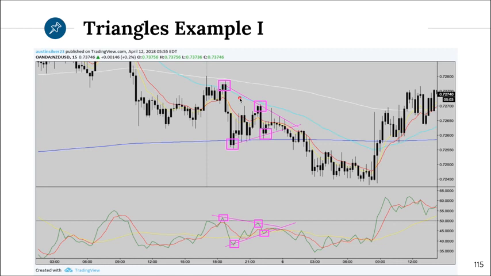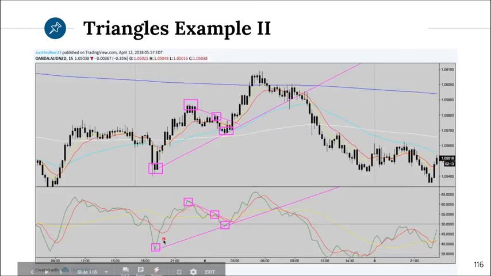Let's do another example. Here you can see on the bottom on the RSI, from left to right, it's going higher. Candles on the bottom, same thing. RSI on the top, it's dropping left to right. Candles, same thing. This is a triangle, this is a flag, this is a wedge, whatever you want to call it. To us, it's just another form of a triangle.